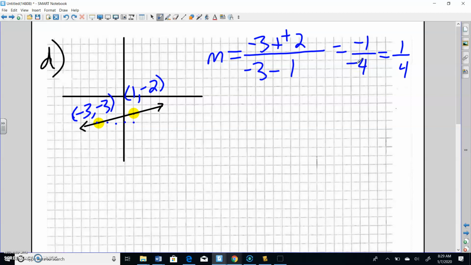Okay, next step is to do what, Tawny? I have my slope. Point slope form? Yeah. Okay, so which point am I going to use? Because I have 2 points.